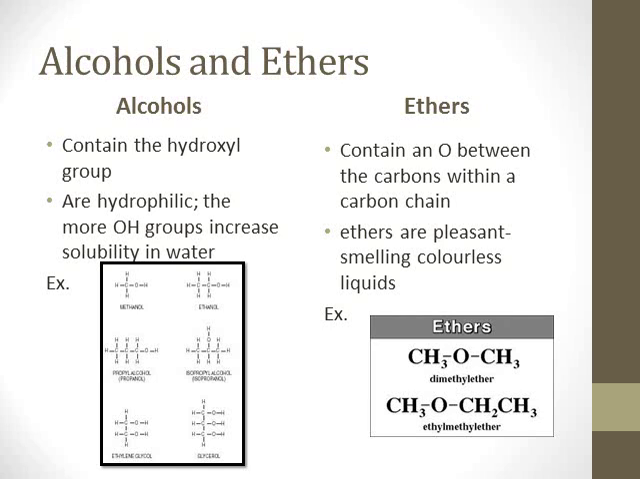And underneath that, we've got an example where we've got a methyl group on one end, so one carbon with 3 hydrogens, and then we've got an ethyl group on the other end, that's 2 carbons, and so we've got ethyl methyl ether.